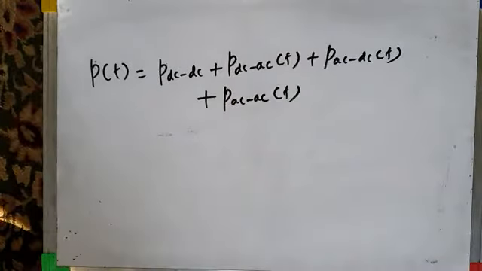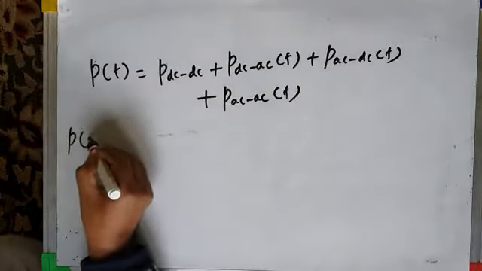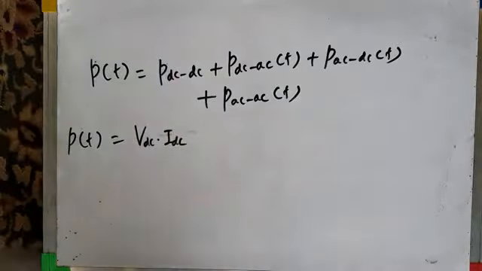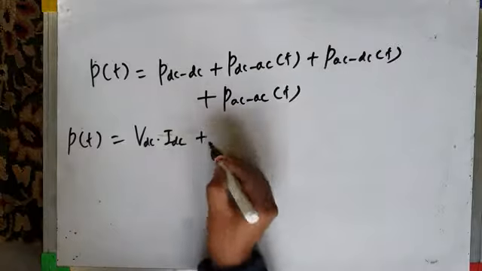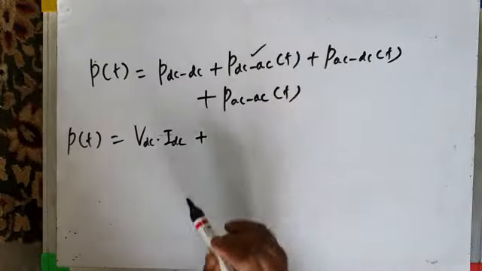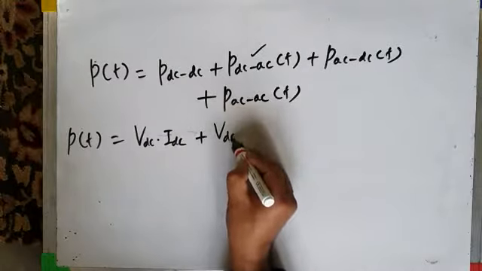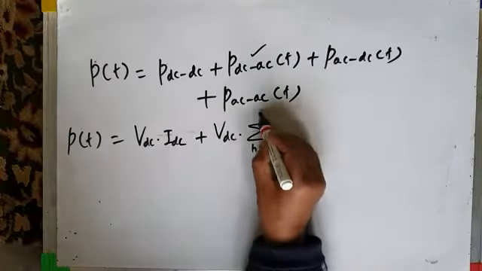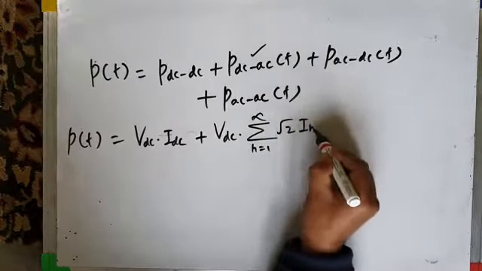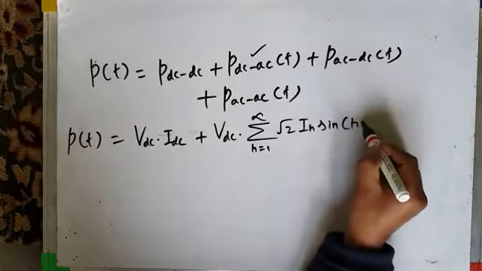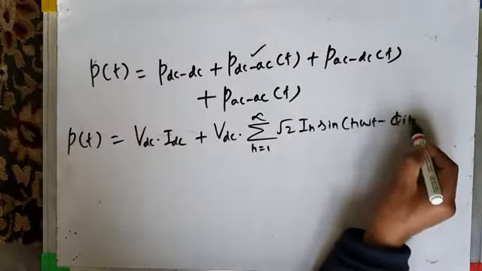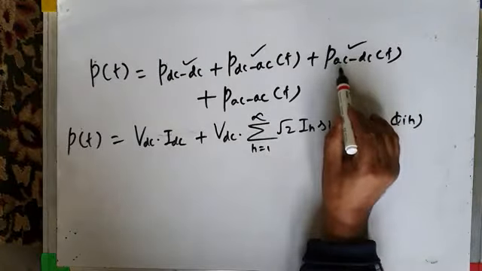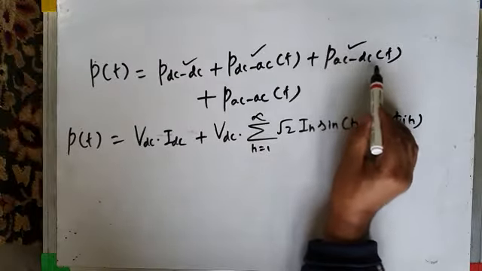For you I am going to reproduce this equation. P of t is equal to, what is this P DC DC? It is because of the DC offset in voltage and current. Plus, what is this component of instantaneous power? It is because of the product of DC voltage and AC current, where the current is the sum over H equal to 1 to infinity of root 2 IH sine of H omega t minus phi IH. Fine. And the third component of instantaneous power is because of the product of AC voltage and DC current.